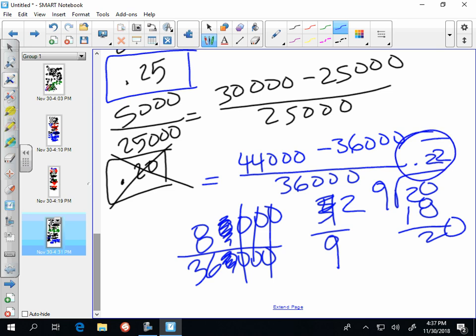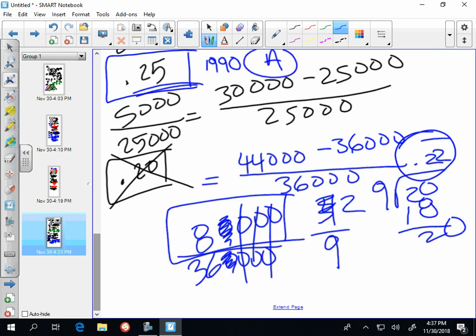My first one was a 25% increase. So even though this has the biggest jump at $8,000, my first year's change from 20,000 to 25,000 yielded the greatest percent change, 25%. And so what year did this happen? This was 1990. And so I'm going with choice A for problem number 13.